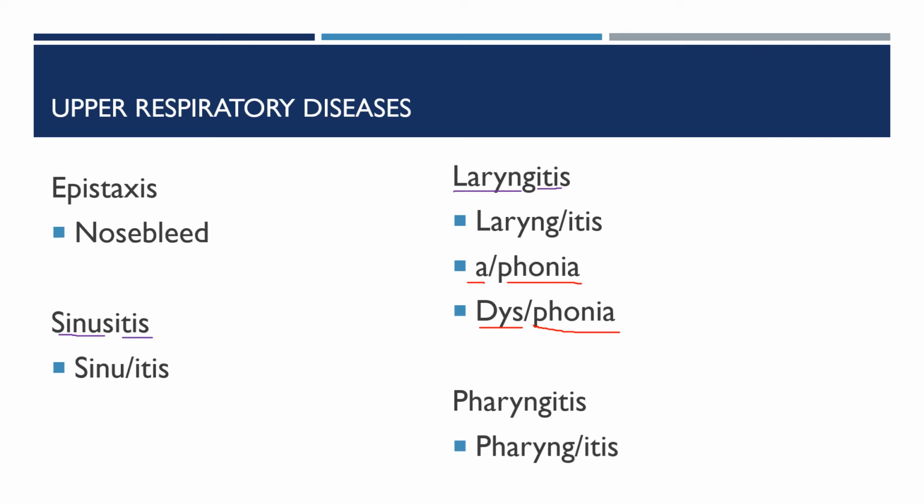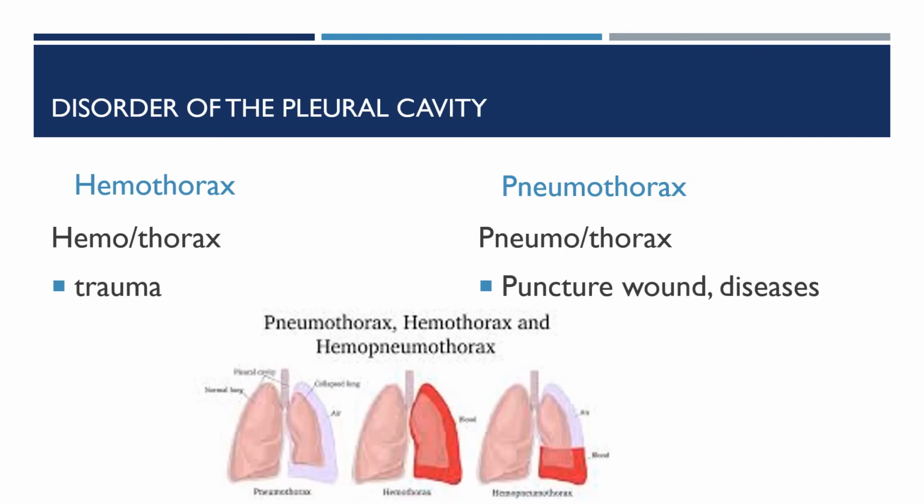And the last one, pharyngitis. It's very, very similar to laryngitis, except this is inflammation of the throat. Laryngitis, inflammation of the voice box. Pharyngitis, inflammation of the throat. When you have a sore throat, you have pharyngitis.